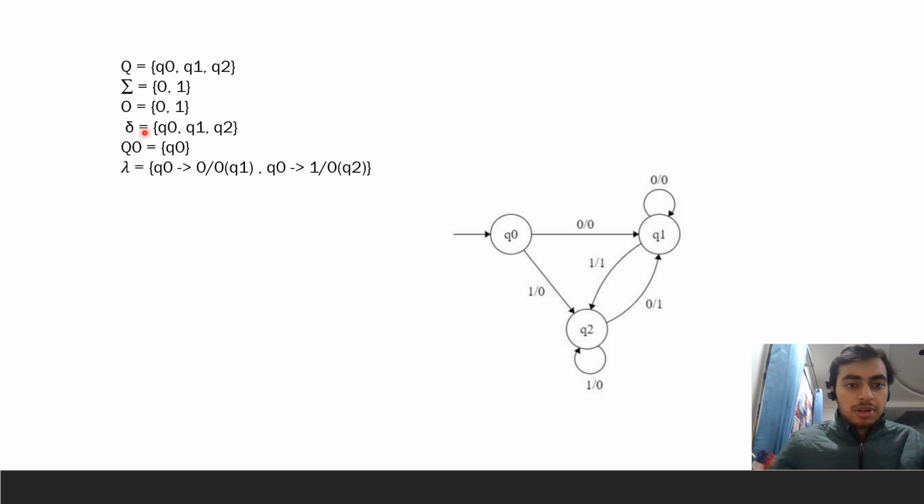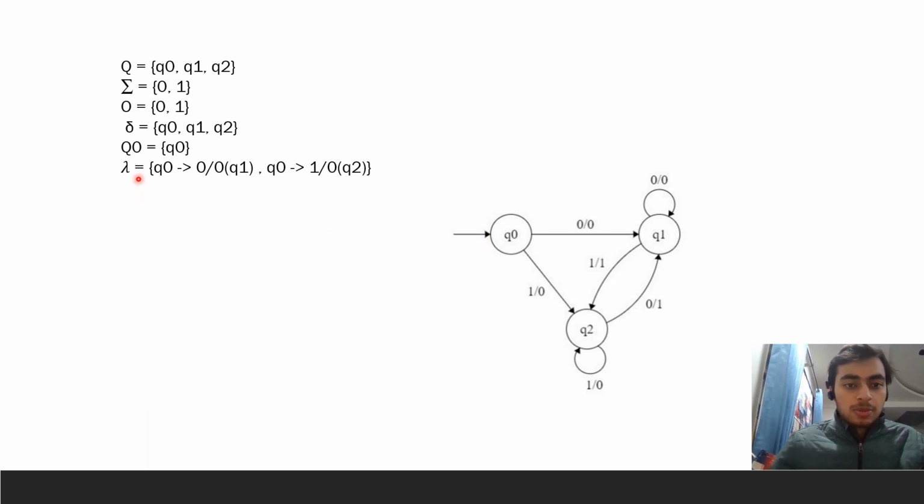Delta represents the transition function from Q multiplied by sigma that gives us Q itself, that is Q naught, Q1, Q2. Q naught is the initial state of the machine, and the initial state can be identified by the arrow which does not have any input or output value noted above the arrow.